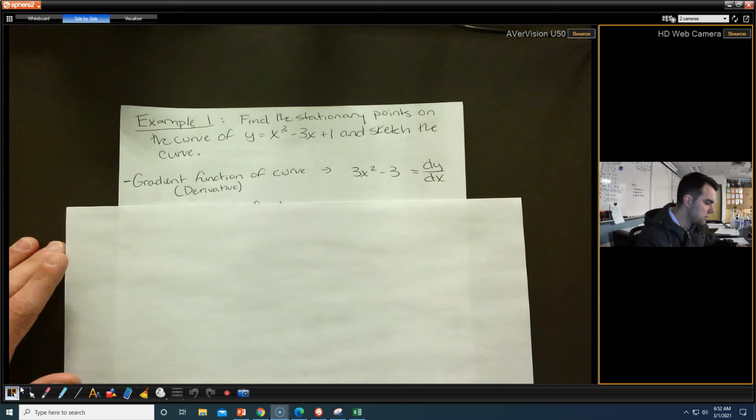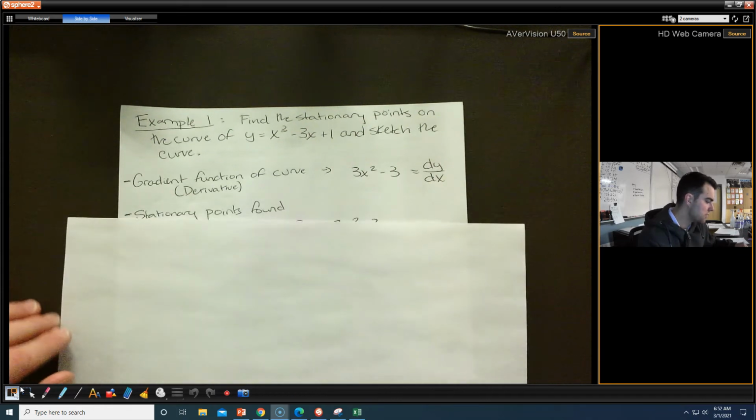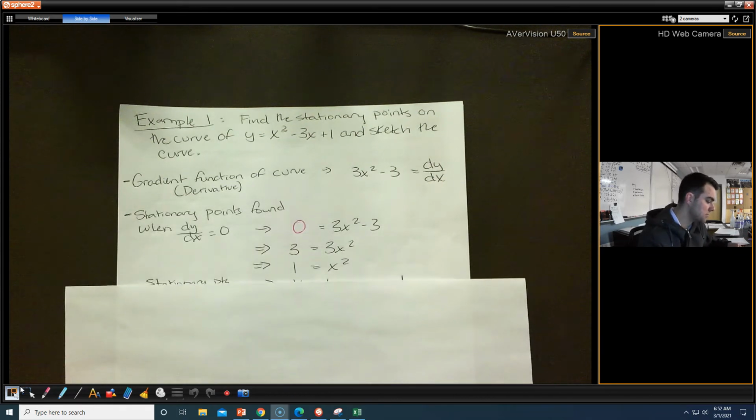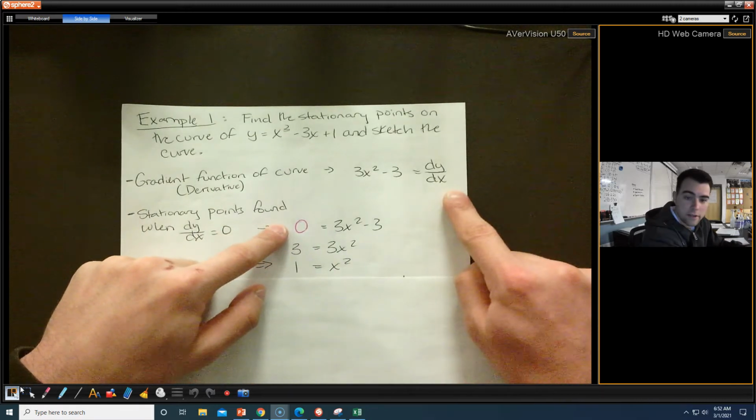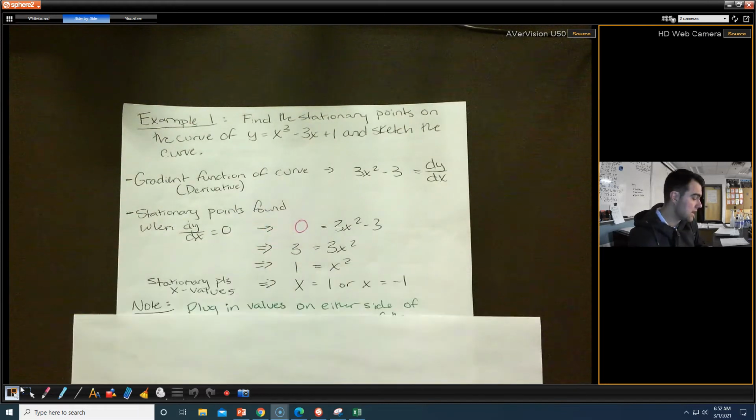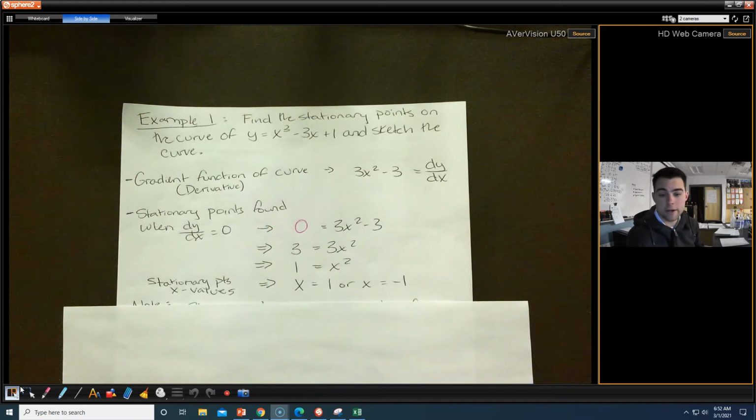And then I know the derivative is 0 at stationary points, so to find them, I'm just going to plug 0 in for dy/dx, and then solve for my x values. And I find out that x is equal to 1 or x is equal to -1. Those are my stationary point x values. So if I wanted to find the actual points, I could take those x values, plug them back into my original curve, and I'll get my y values out of that. And we'll do that in a bit.